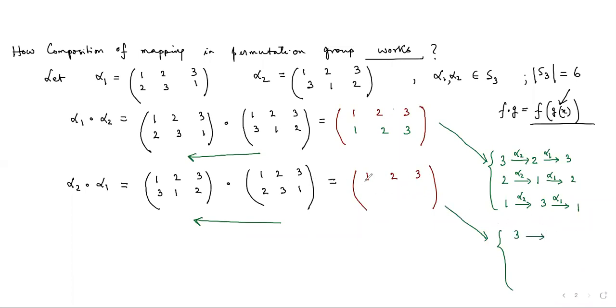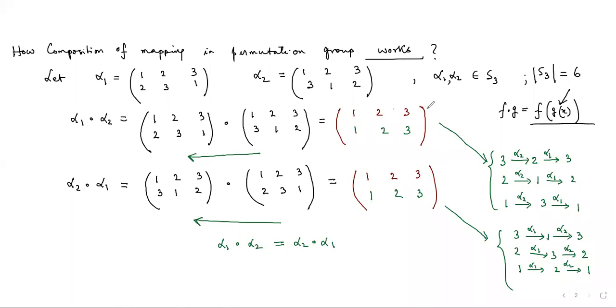Now 3 goes to 1 with respect to alpha 1, and 1 goes to 3 with respect to alpha 2. So 3 goes to 3. 2 goes to 3 with respect to alpha 1, and 3 goes to 2 with respect to alpha 2. So 2 goes to 2. 1 goes to 2 with respect to alpha 1, and 2 goes to 1 with respect to alpha 2. So 1 goes to 1. The same thing is happening over here: alpha 1 dot alpha 2 is equal to alpha 2 dot alpha 1.